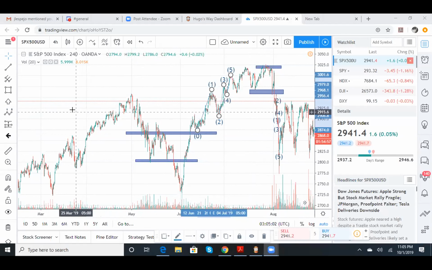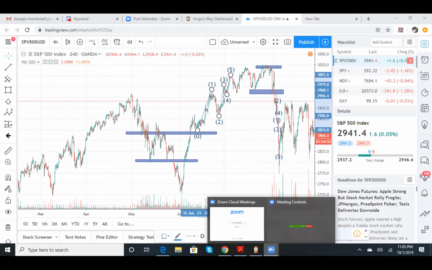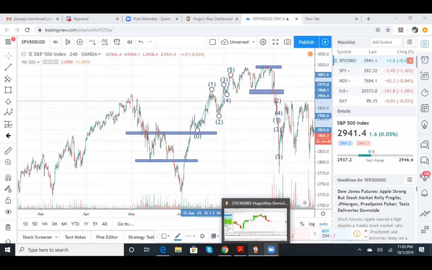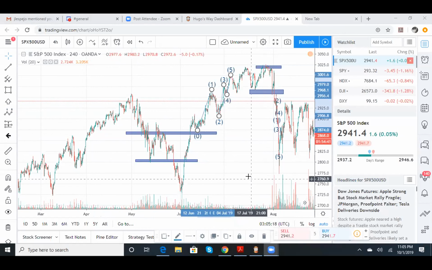Anybody concur with me? It looks good, man. Do you see that? Do you also see how in that same move, on the first move, we had 1, 2, 3, 4, 5? Yeah, exactly. That's an example I wanted to show you, that within one wave, there can also be another Elliott wave in there. And another channel. Exactly.